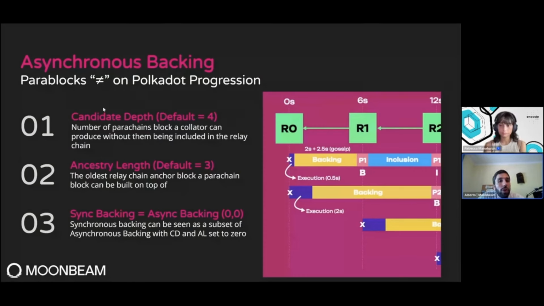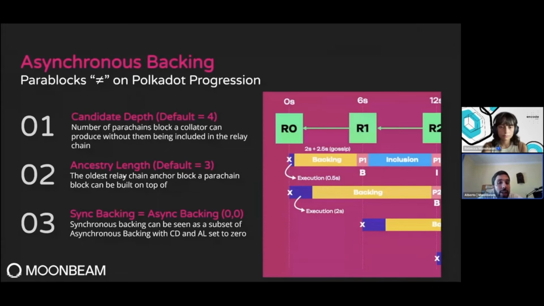You have something that is called candidate depth, which is the number of parachain blocks a collator can produce without them being included in the relay chain. Okay, so for example, this block was included here, but I can start building my parachain block without this being included. Okay, so that is called candidate depth. And then you have ancestry length, which is basically the oldest relay chain block you can anchor to, you can use as a reference for your next parachain block.